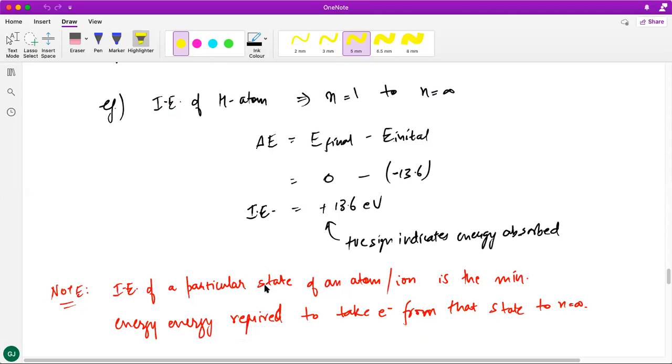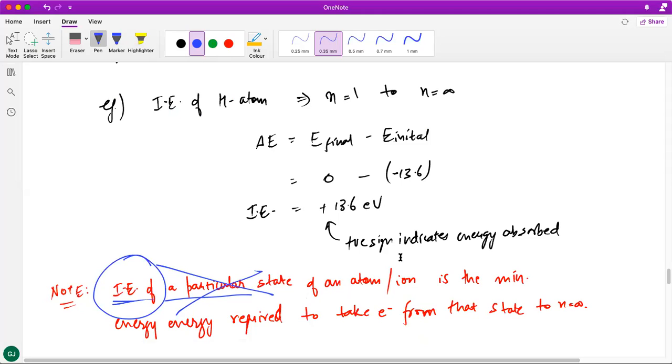Now notice karna, ionization energy of a particular state, that is also a term which is sometimes used. In general, अगर कुछ नहीं बोला जा रहा है, ठीक है, if they don't use this term, सिर्फ इतना बोला जा रहा है आयनाइजेशन एनर्जी ऑफ Li2 plus ion. If that is being told, they are not using some particular state. Then what it means is that you have to take the electron from ground state to far away.